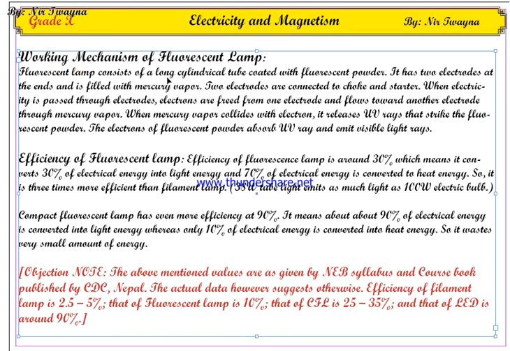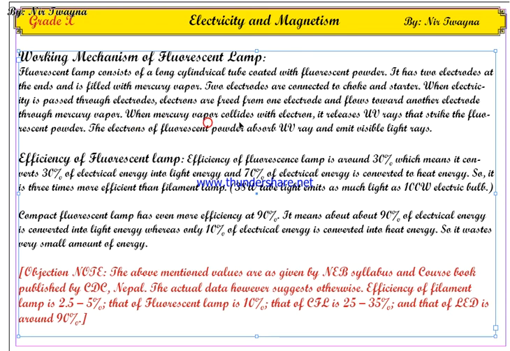Fluorescent lamp consists of a long cylindrical tube coated with fluorescent powder. It has 2 electrodes at the ends and is filled with mercury vapor. 2 electrodes are connected to choke and starter. When electricity is passed through the electrodes, electrons are freed from one electrode and flows toward another electrode through mercury vapor. मैले जे भनेको त्यही नै छ कि छैन त?